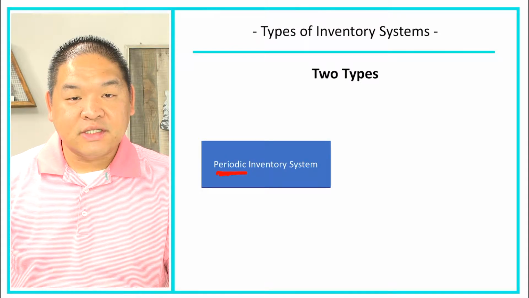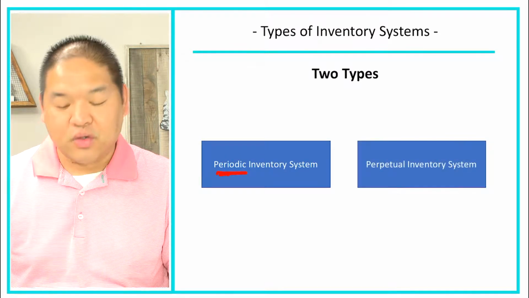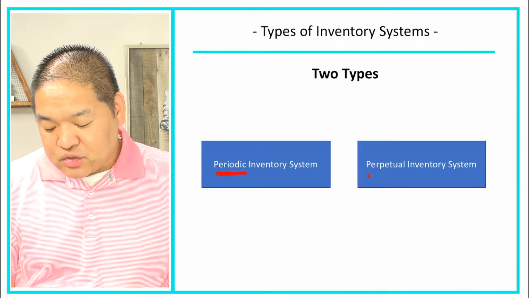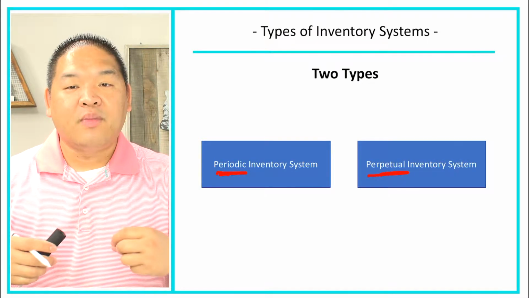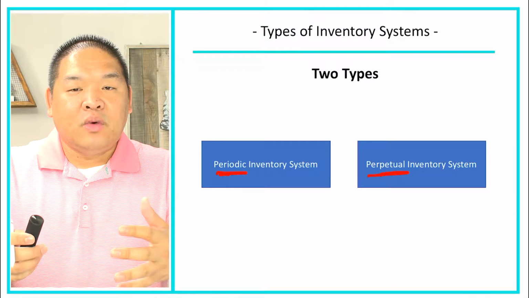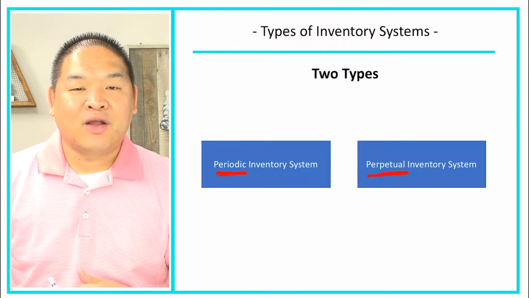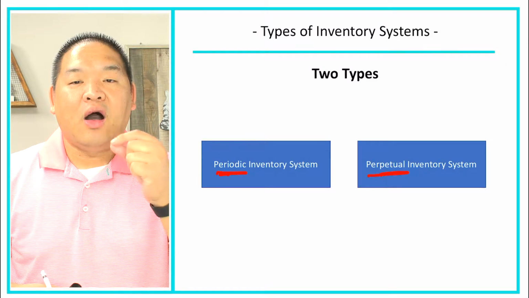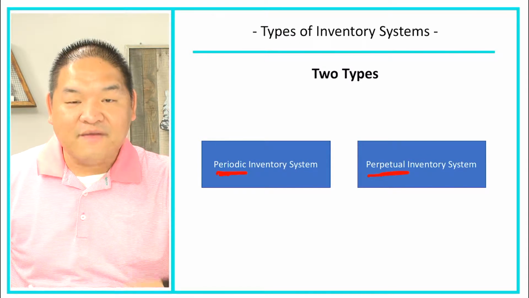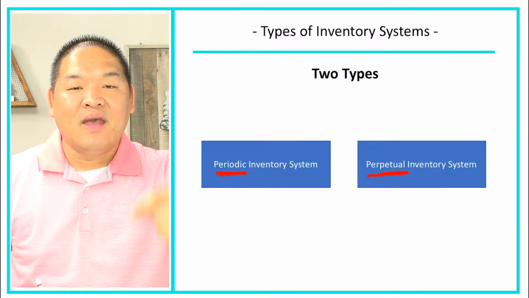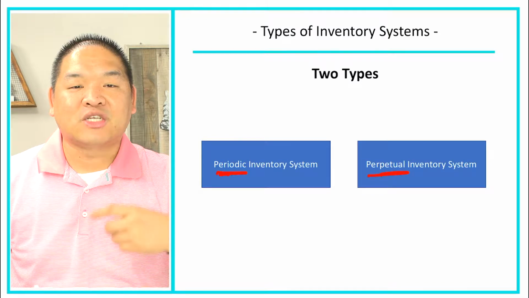The other inventory system that we have is the perpetual inventory system. Perpetual typically means forever, but what we would think about when we think about perpetual is that inventory and cost of goods sold is updated all the time, indefinitely, perpetually. It is being updated as a transaction happens.